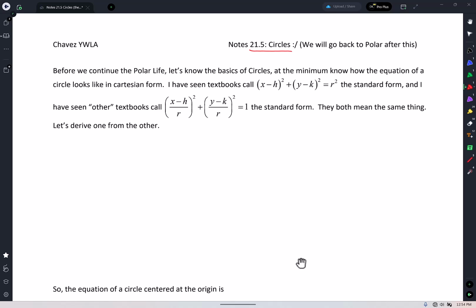Okay, so let's go ahead and talk about circles. I've seen textbooks call this the standard form, and I've seen textbooks call this the standard form. It doesn't matter, they're the same equation, guys.